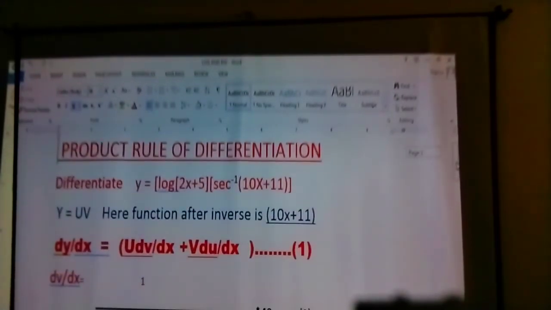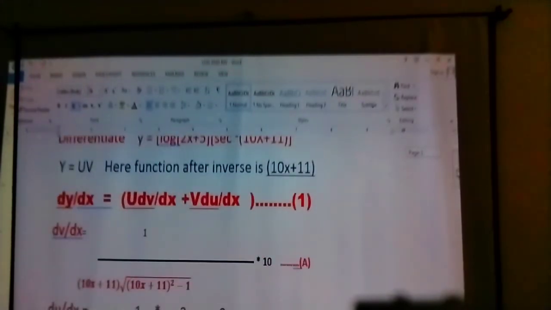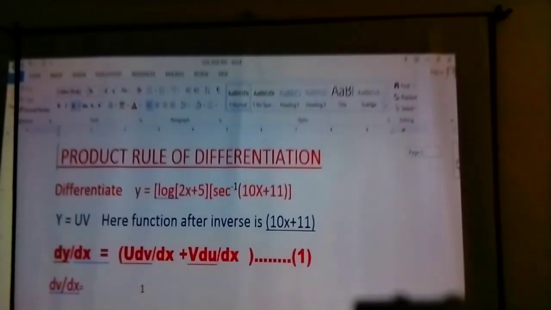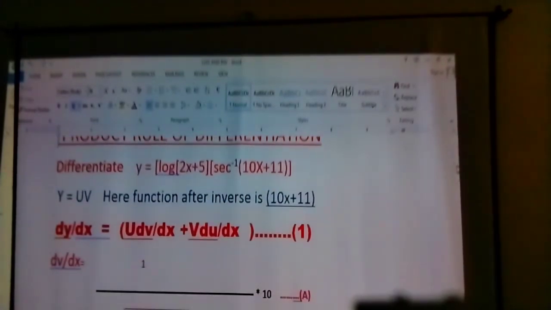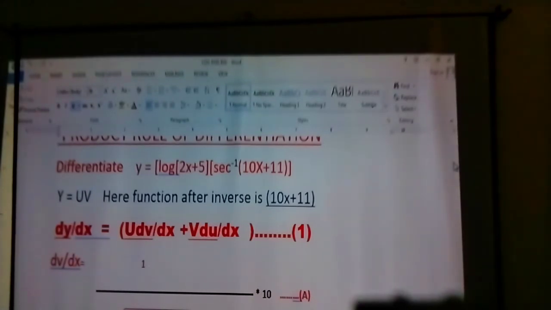So dy by dx equals u into dv by dx plus v into du by dx. First we have to find dv by dx and du by dx. dv by dx means what? v is secant inverse of 10x plus 1. This is called the v function. dv by dx, it is an inverse function. So what is the rule applied for inverse function? Apply the formula and differentiate the function after inverse.